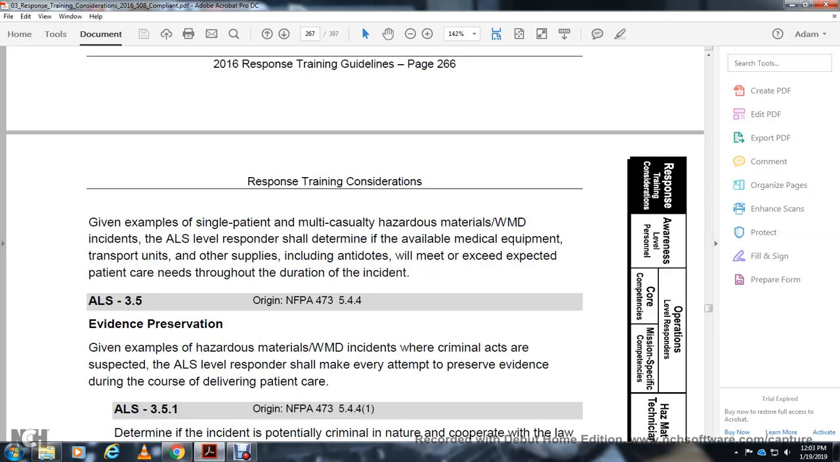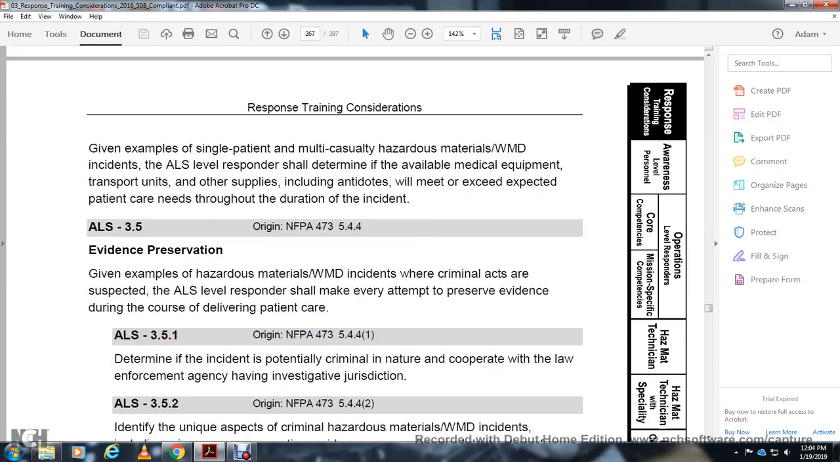Evidence preservation. Given an example of a hazardous materials weapon of mass destruction incident with criminal activity, the suspect of the advanced level should make every attempt to preserve the evidence during the course of delivering patient care. Determine the incident's potential criminal nature, cooperating with the law enforcement agency having investigative jurisdiction.